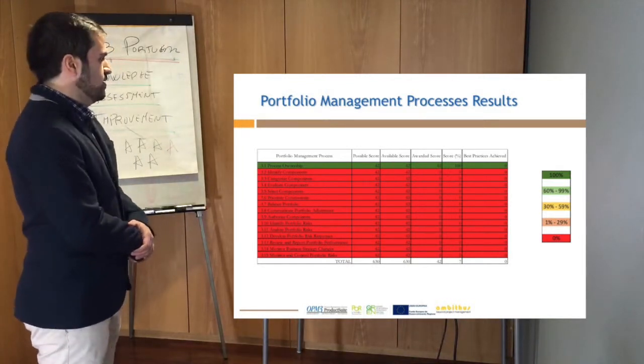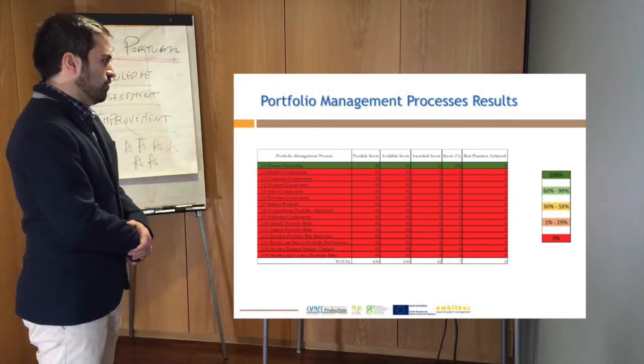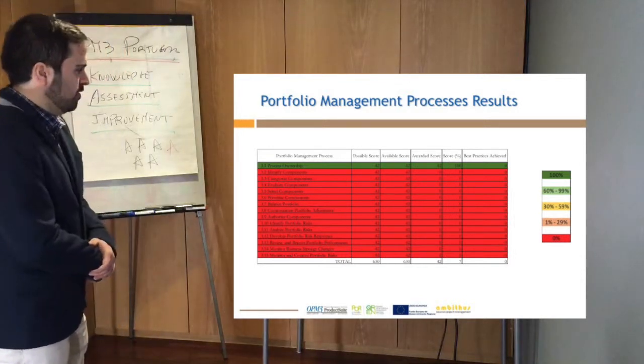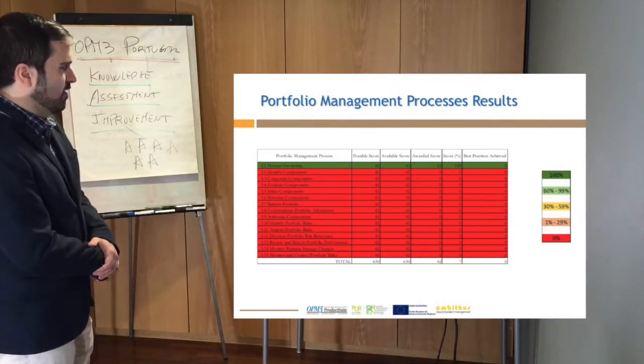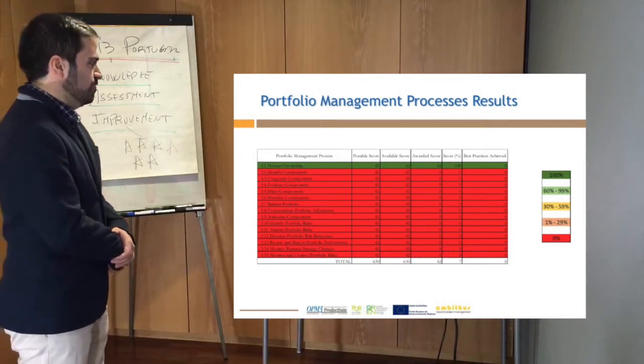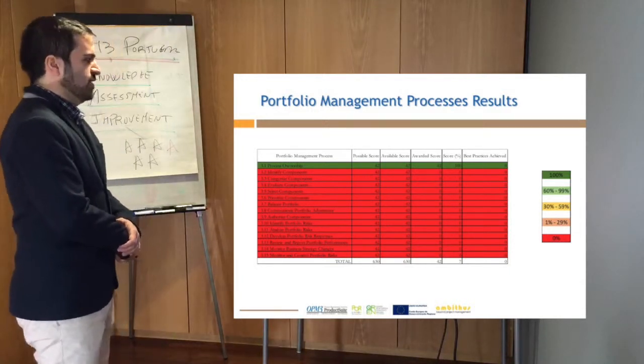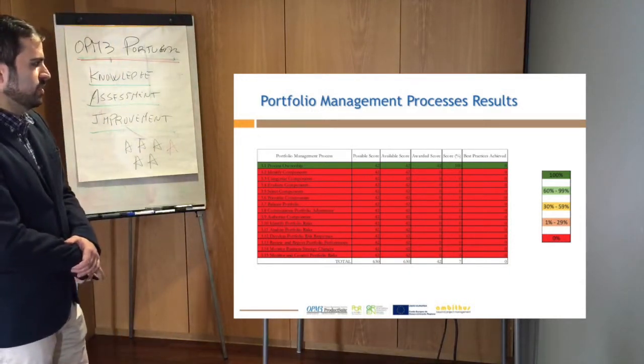And the remaining processes on the portfolio are scored at 0%. All the processes are marked in red, as you can see on this slide. The final score for the portfolio is 7%, and no best practices were achieved.